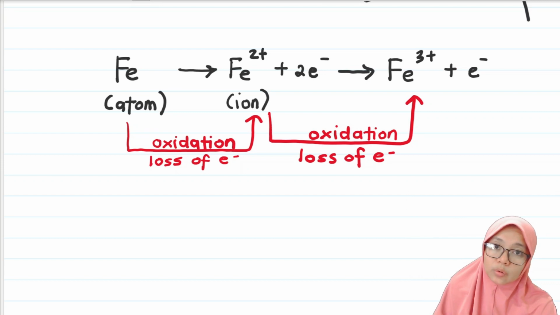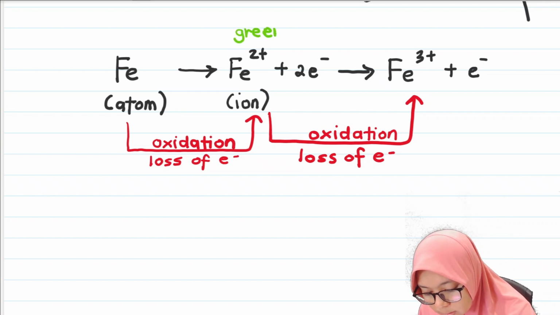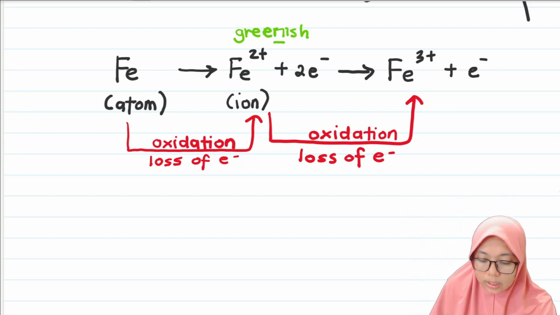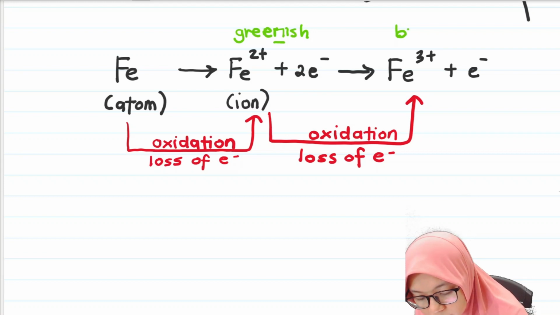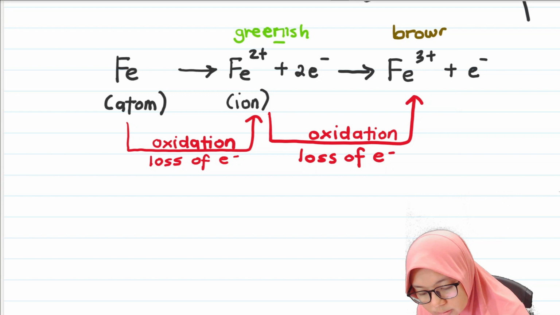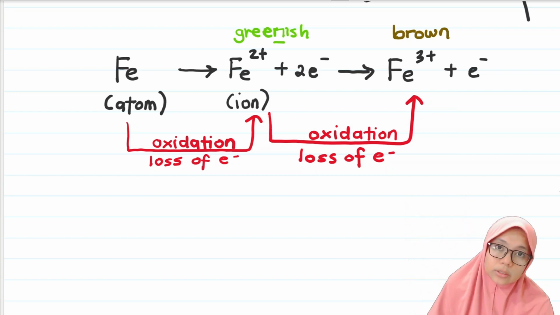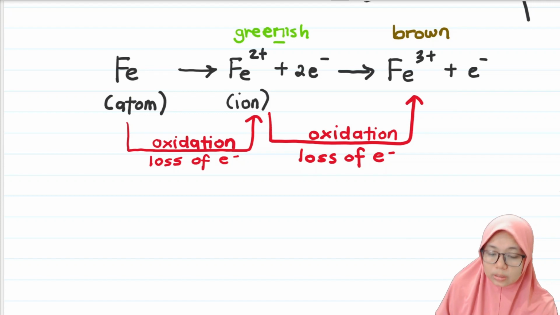Greenish yellow solution. So as you can see inside that diagram just now, the iron 2 plus is actually greenish. Usually kita akan kata greenish solution lah. And then after this reaction happens, the color of the solution will change again from greenish to a brown colored solution. So iron 3 plus is a brown colored solution. When it changes color, it means the atom released another electron to form iron 3 plus.